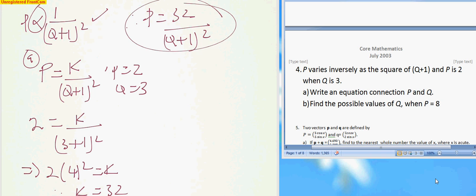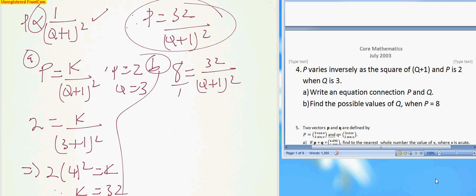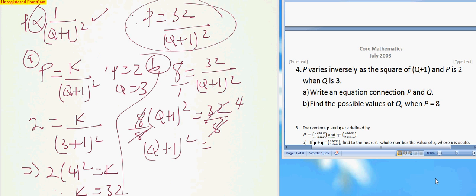Now let's take a look at B, and B is saying find the possible values of Q when P is equal to 8. So when P is equal to 8, we write 8 is equal to 32 divided by (Q plus 1) all squared. Do a simple cross multiplication, we get 8 times (Q plus 1) all squared is equal to 32. We divide this by 8, divide this by 8, that gives us 4 here, and therefore (Q plus 1) all squared is equal to 4.